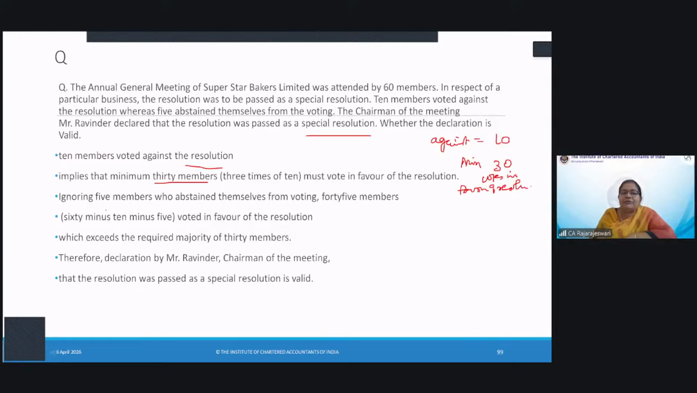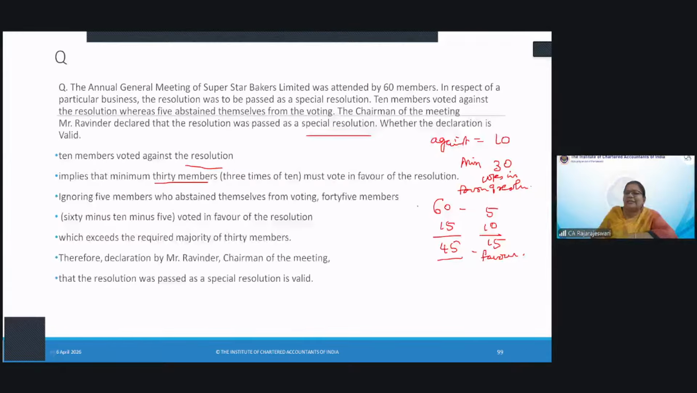You ignore those 5 members. So totally how many members are there? Out of 60, less 5 members who did not vote and 10 members who voted against the resolution. So totally 15 members, you exclude that. So 45 members are deemed to have given their votes in favor of the resolution. Since the question is silent, only 5 have abstained, so 5 members did not vote. That means the other 45 have voted in favor of the resolution.